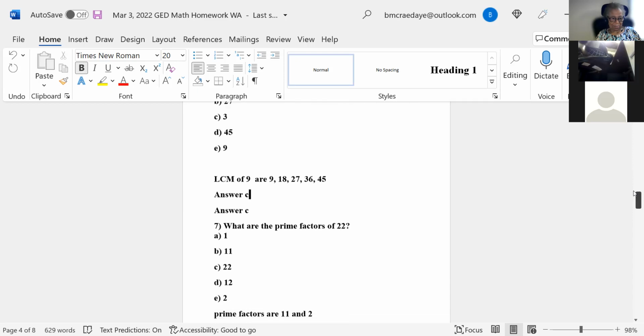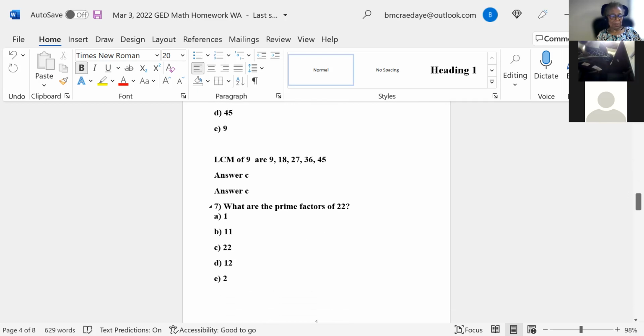Oh, what? The prime factors? Yeah. Well, remember, what are prime factors? Numbers that can only be multiplied by themselves and 1, right? So what are the prime factors of 22? The numbers that can only be multiplied by themselves and 1. So, okay, factors of 22.